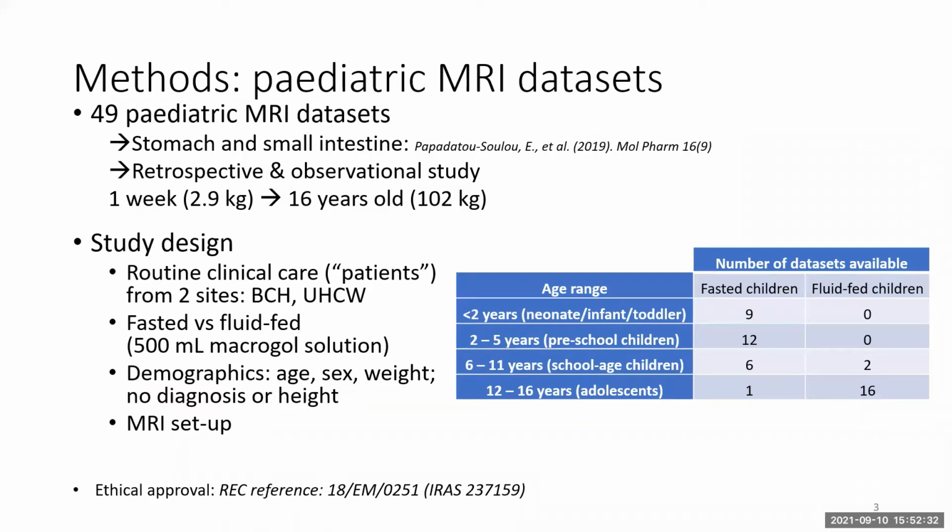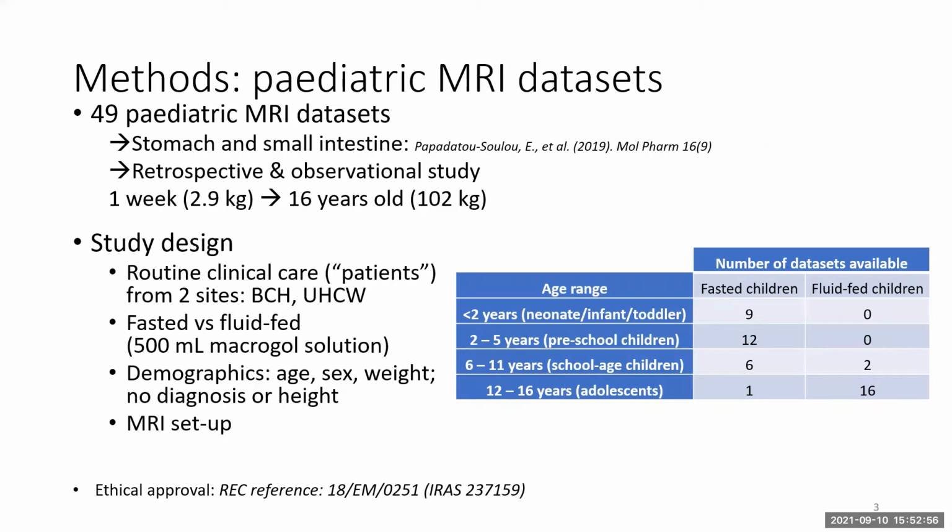To do this, we had 49 paediatric MRI data sets, which we used before to quantify fluid in the stomach and small intestine. You can find more in this paper from 2019. We had children from the entire age range, from 1 week old till 16 years old, where we got MRI data sets from two sites, in Birmingham and in Coventry. We also had two arms.